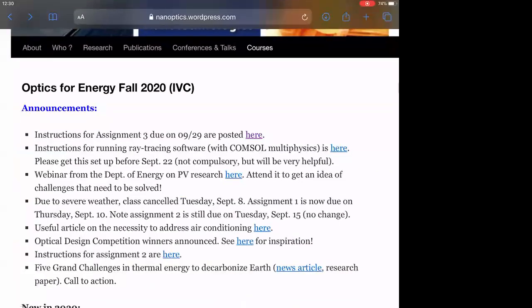The next announcement has to do with the instructions for running the ray tracing software. So we're going to use 2 types of ray tracing software, one using COMSOL Multiphysics, and one using Code 5 and Light tools. And both are very valuable, and there'll be 2 lectures on this next week.